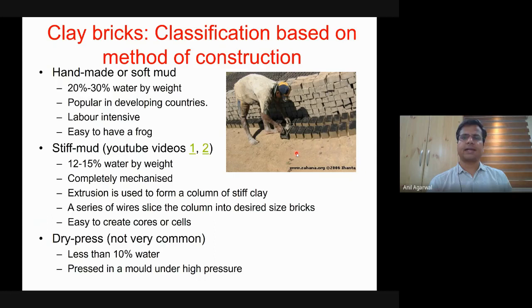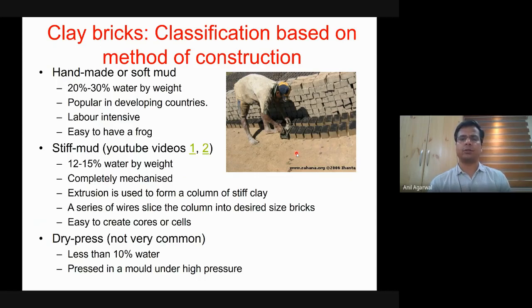Okay, however, the second method, which is the stiff mud method, which is a more mechanized method. The problem with hand operation is that in this one you have 12 to 15% water, so you use less water. When you use less water, you can mix clay very well with some kind of mechanical system, but after you mix it, this clay is very stiff. Since the clay is very stiff, it is very difficult to operate by hand, and therefore filling a mold with this clay will be very difficult, and making it take the shape of that mold perfectly without leaving any cracks or corners is very difficult. So therefore they have to go with a mechanized method, and one video is shared here.